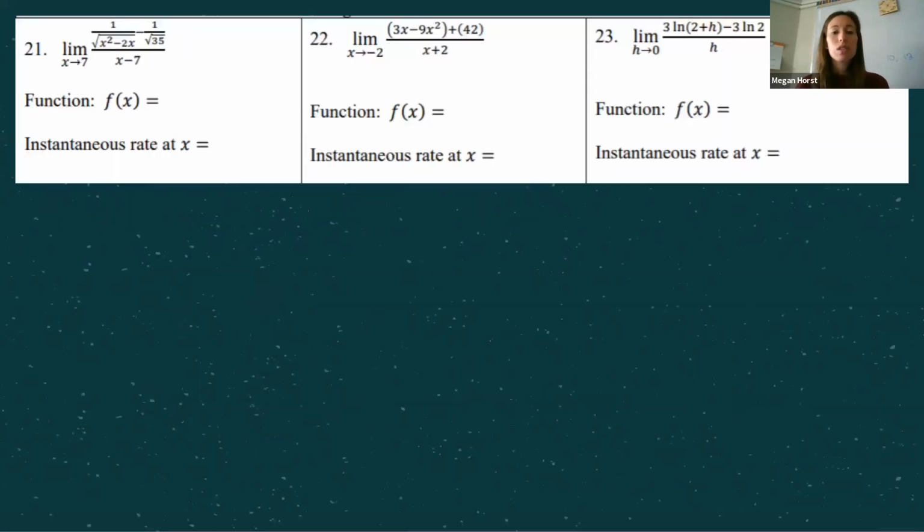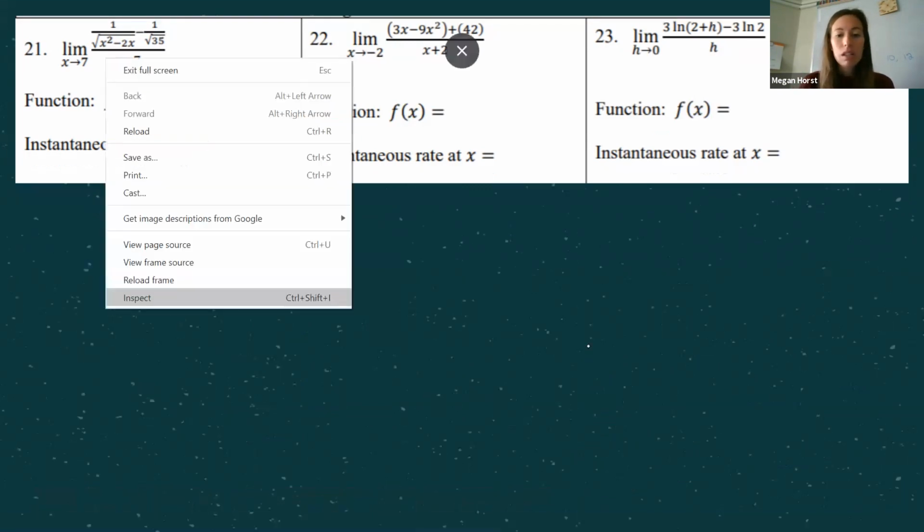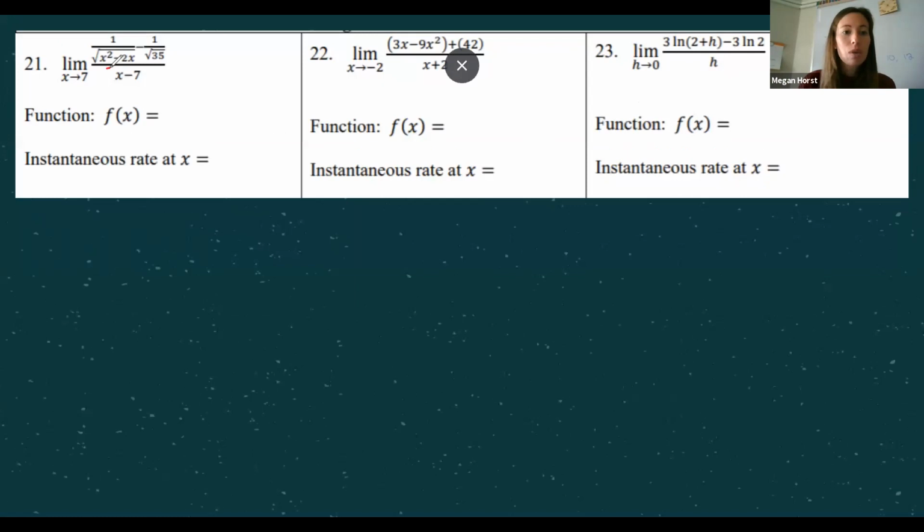All right. So these are a few examples of first figuring out what even is my original function and then evaluating this derivative, or rather evaluating this limit. So to figure out what our original function is, if we see that this is in the form limit as x goes to c of f of x subtract f of c all over x subtract c, this first expression right here is going to be what f of x is. So we can say that f of x is 1 over the square root of x squared subtract 2x. And I'm finding the instantaneous rate of change of f of x when x equals this c value, so 7.